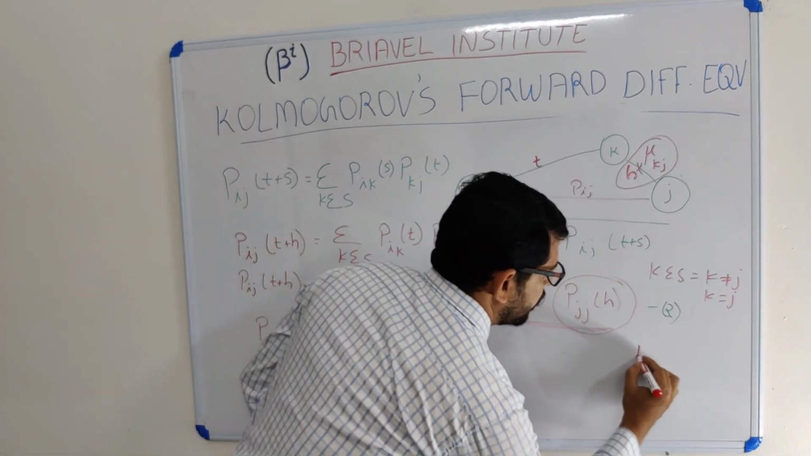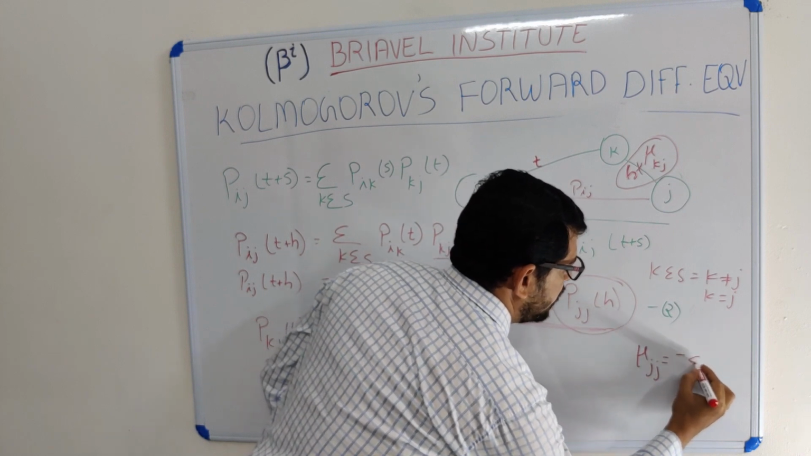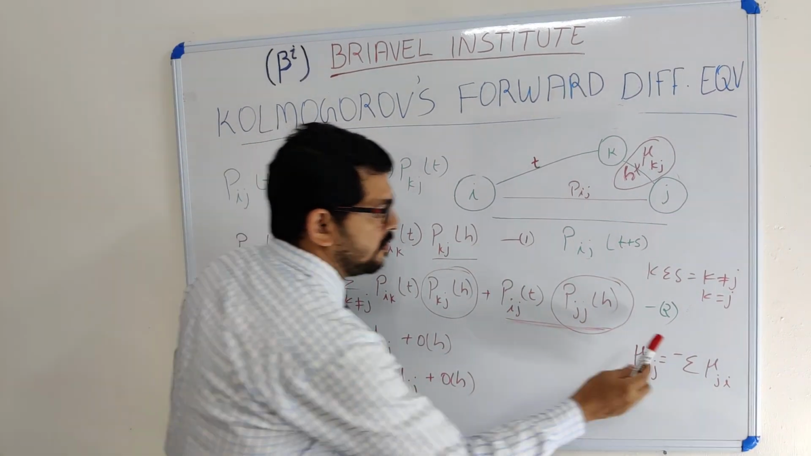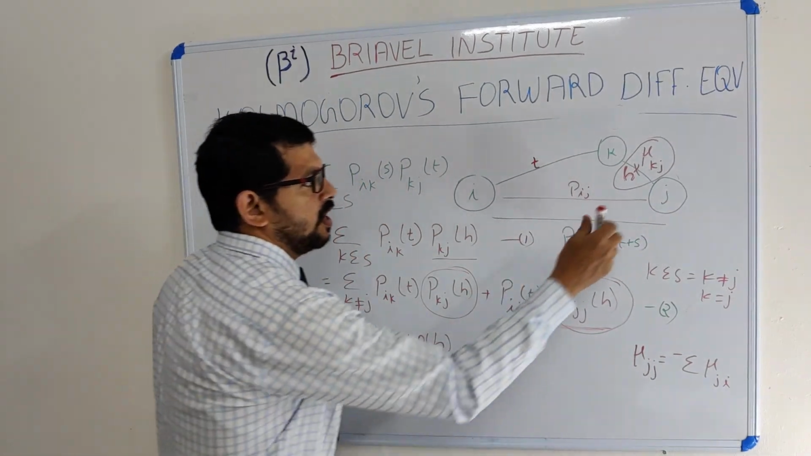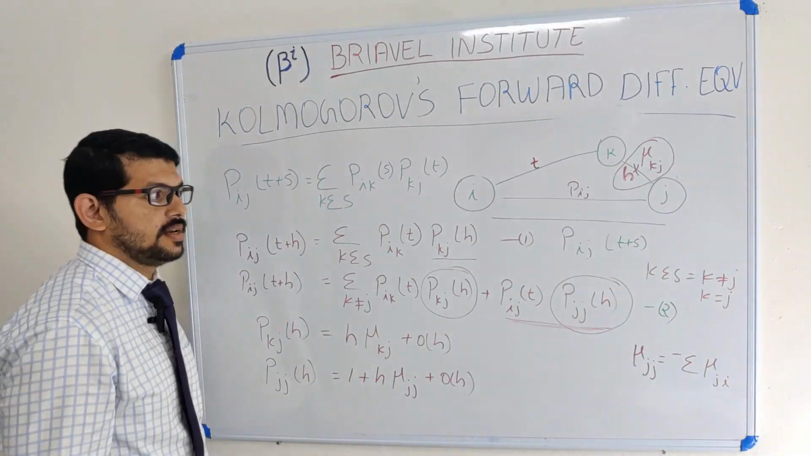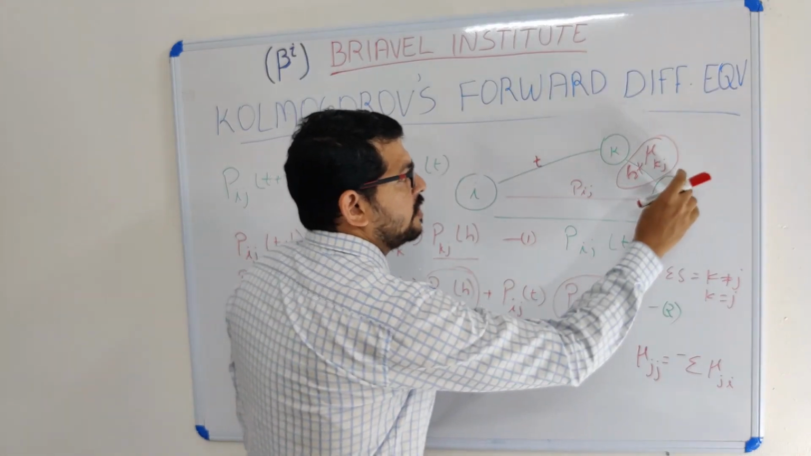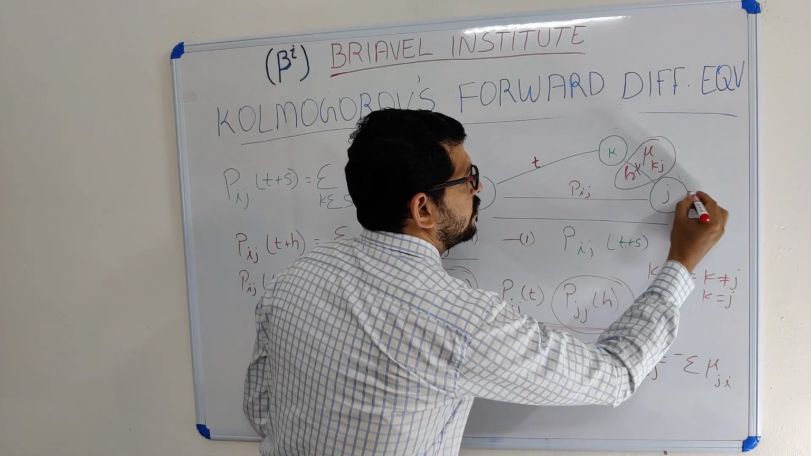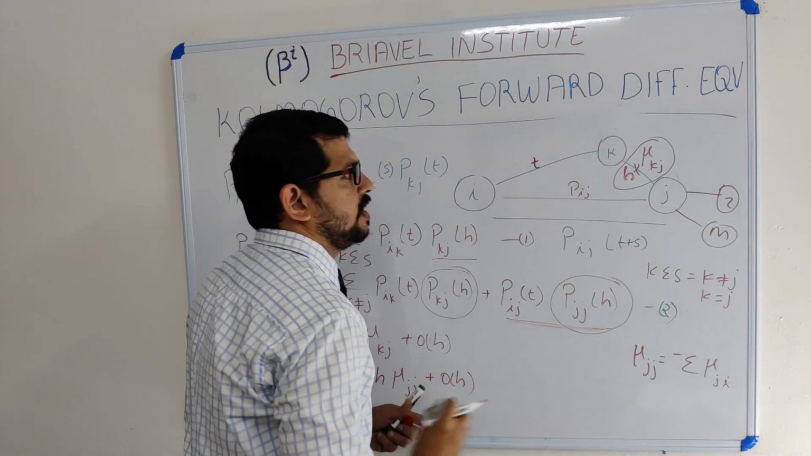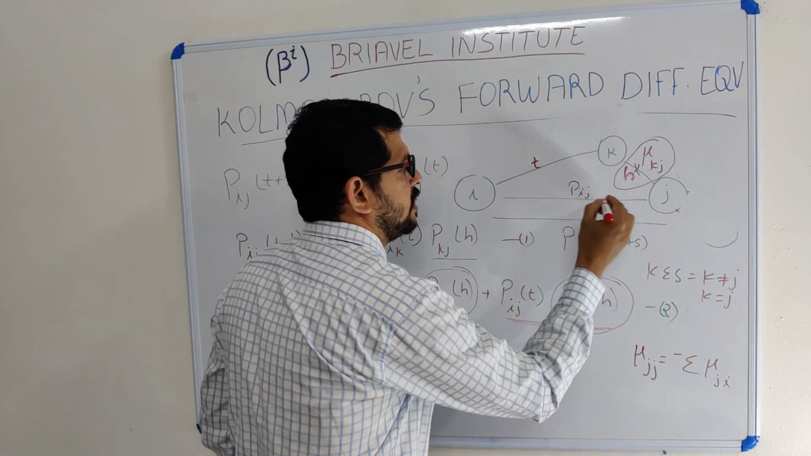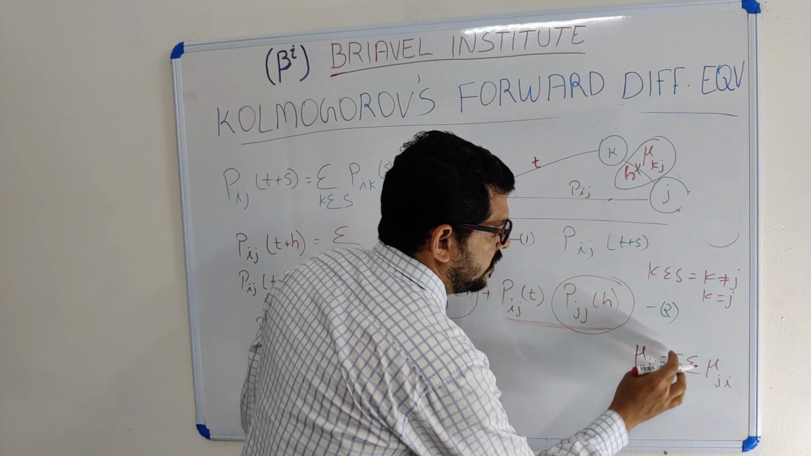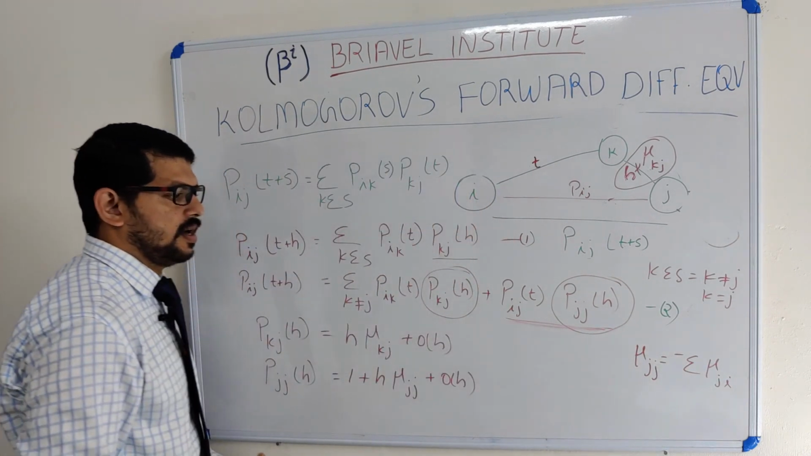This mu jj means minus of the sum of the transitions coming out from J. So what are the transitions coming out from J? In this state there is no transition because J is an absorbing state. But in any other situation, there is some transition coming out from J to other states, or it returns back to I, J to I, like that. So we consider the transition J to J is equal to minus of sigma mu Ji.